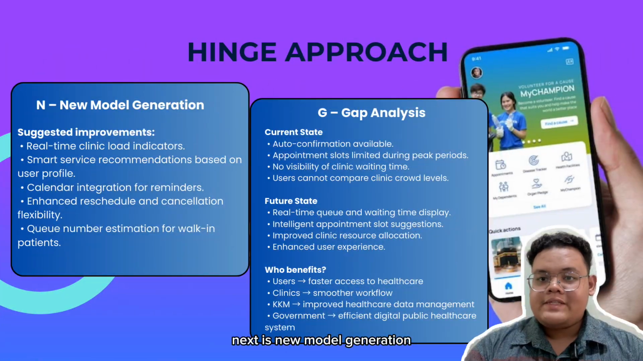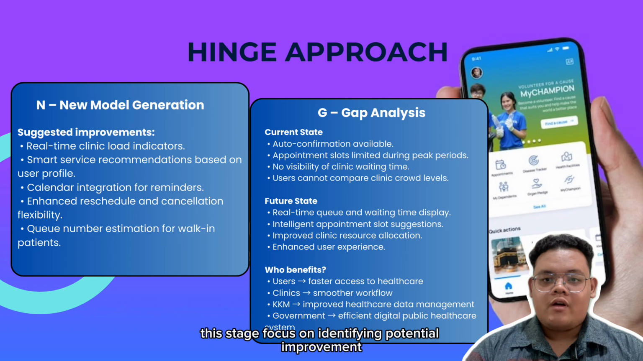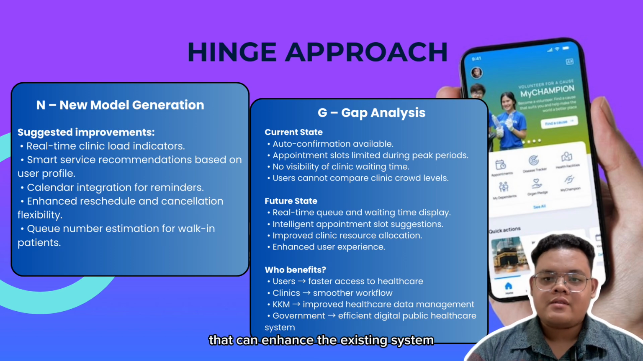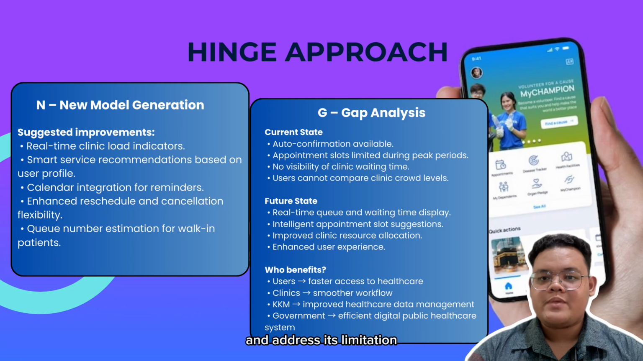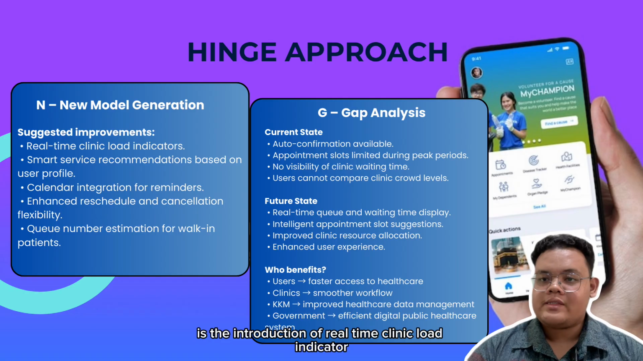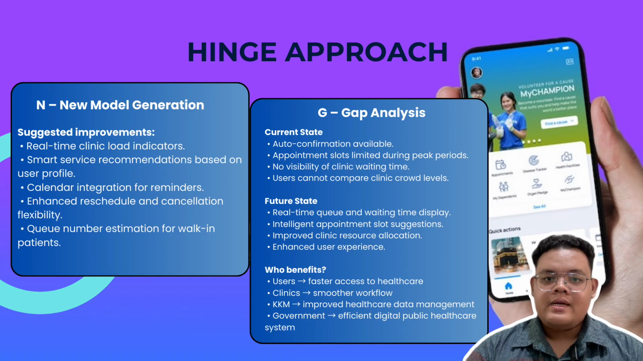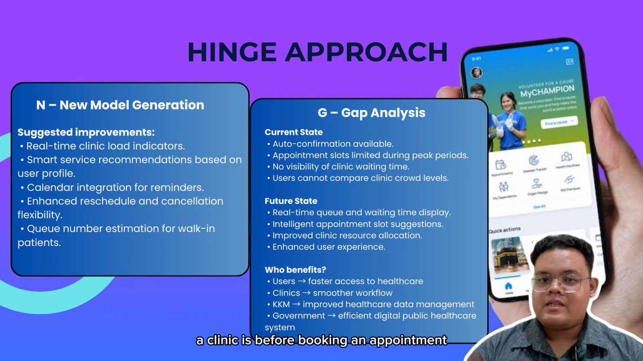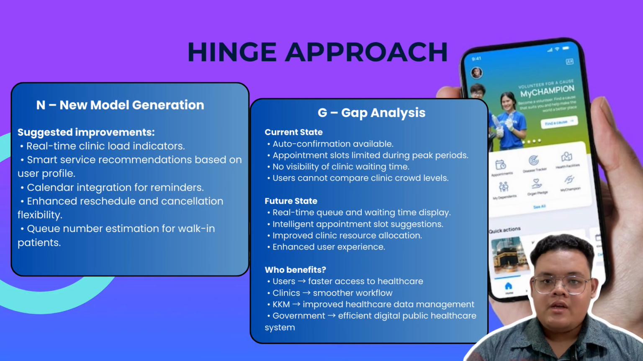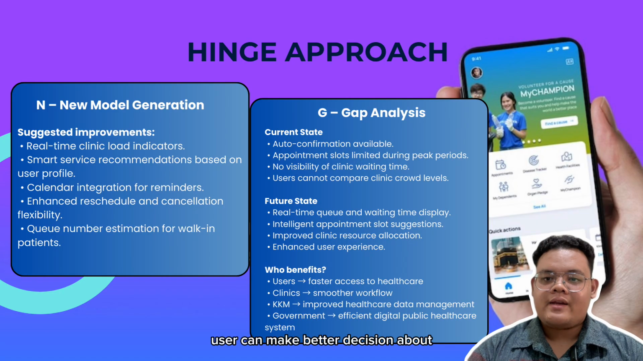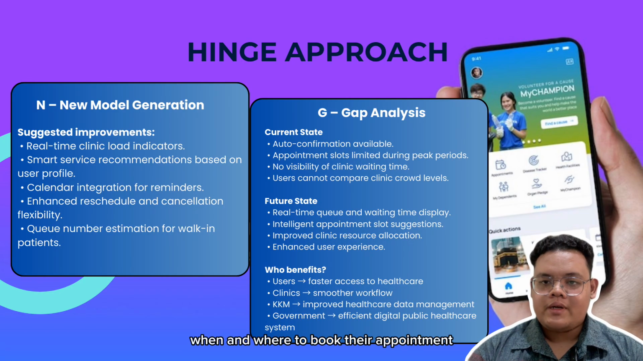Next is new model generation. This stage focuses on identifying potential improvement that can enhance the existing system and address its limitation. One proposed improvement is the introduction of real-time clinic load indicator. This feature will allow users to see how busy a clinic is before booking an appointment. With this information, users can make better decisions about when and where to book their appointment.